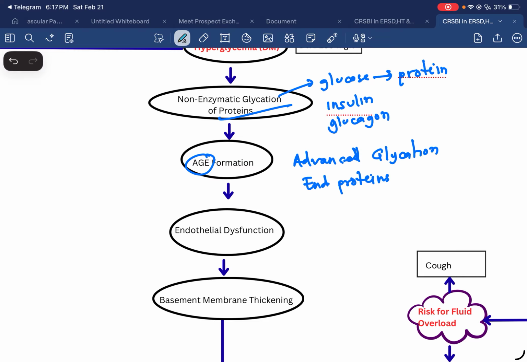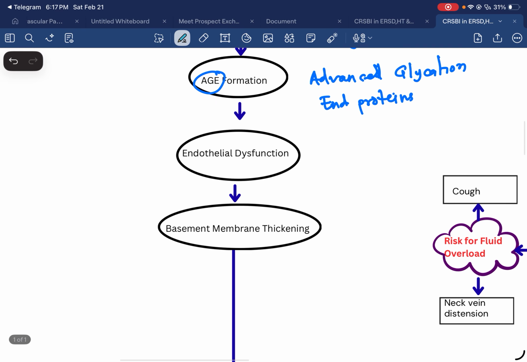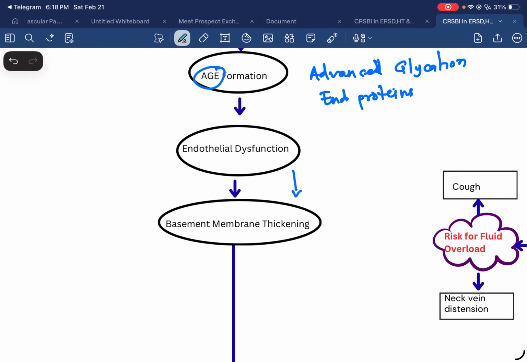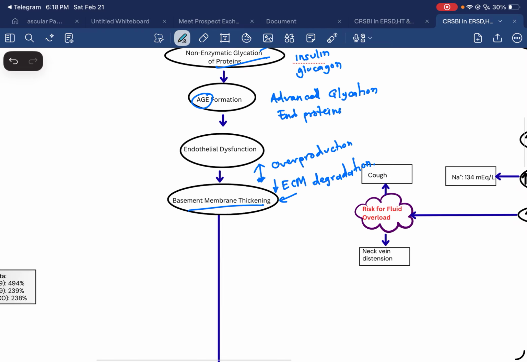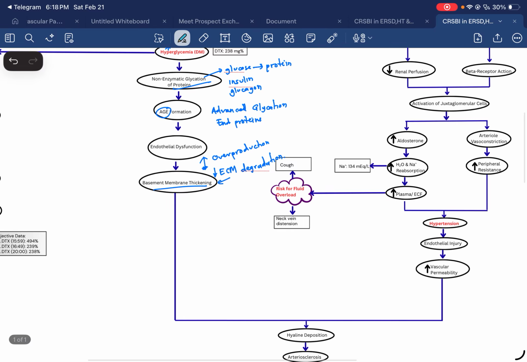This AGE formation destroys the function of endothelium, and when there is endothelial dysfunction there is overproduction and reduced degradation of ECM, and this is called basement membrane thickening. And for now we will move to another pathway.